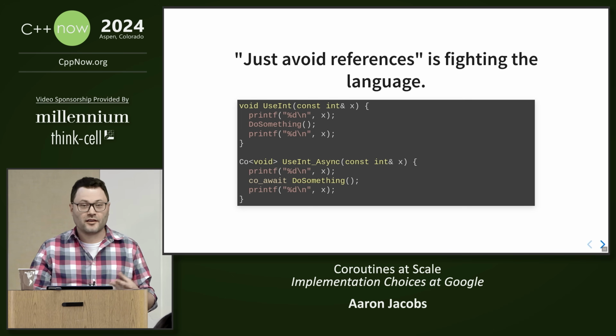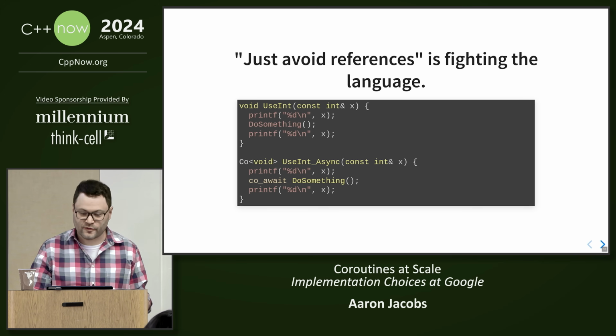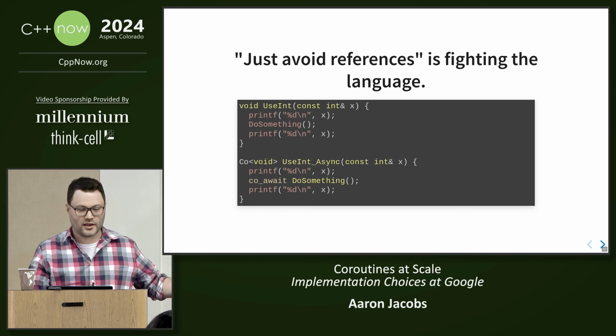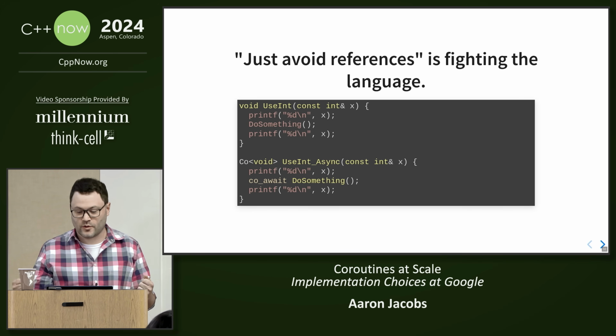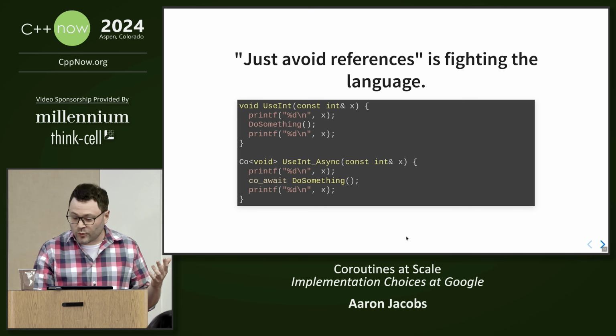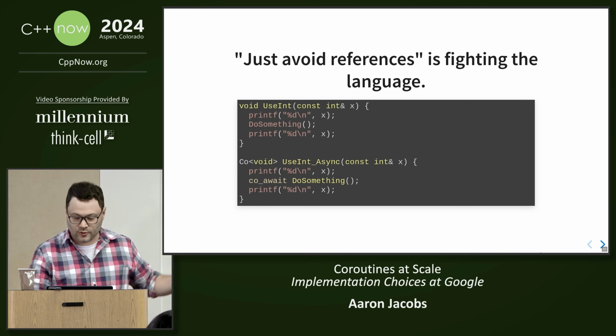The general problem here is that the core guideline is swimming upstream, trying to fight the language. The language wants it to work one way, but the core guideline is fighting it. And that's usually a bad sign. Here are our two functions again. They look nearly identical. The only difference is the return type and the addition of the co-await keyword. This is a strength of coroutines, right? They make async code look like blocking code. That significantly decreases cognitive overhead. So why would we ever want to say that we can't do something like this? Why would we ever want to say we can't write code like this?